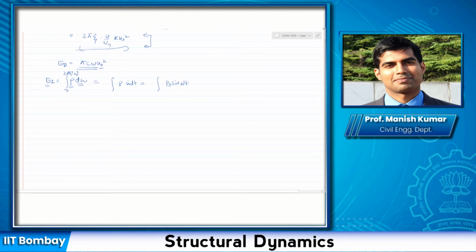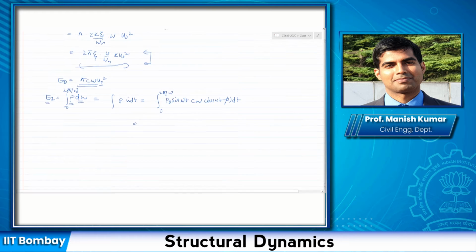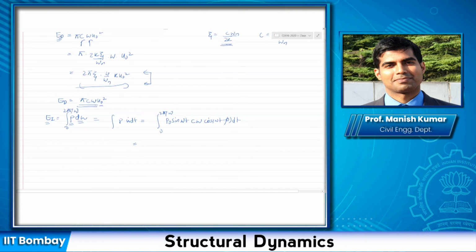And u dot dt would be C omega cos of omega t minus phi times dt, from 0 to 2 pi by omega. So you can go ahead and integrate this expression to see what you get as the expression for the energy input to the system, and then compare it to the energy dissipated in that cycle.